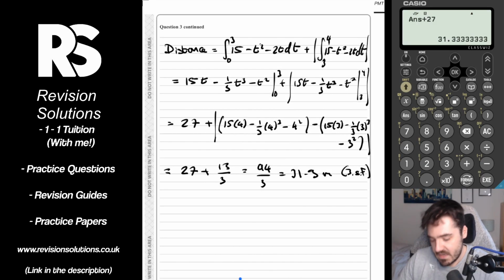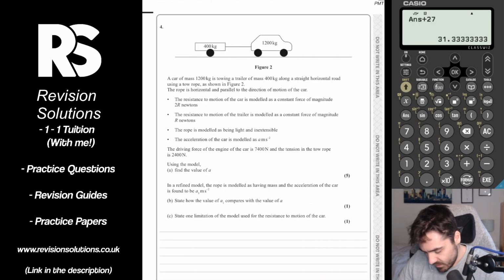Okay, moving on to the next question. We've got a car towing a trailer. It says the car is mass of 1,200 kilos. The trailer is mass 400 kilos. They're both on the diagram. It says the resistance to motion of the car is modeled as a constant force of magnitude 2r.